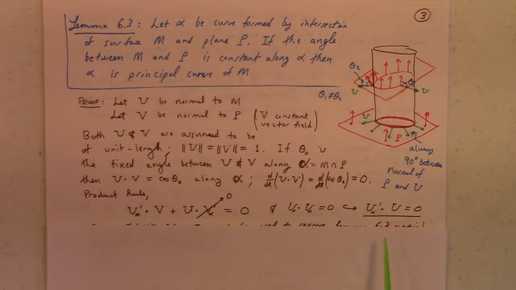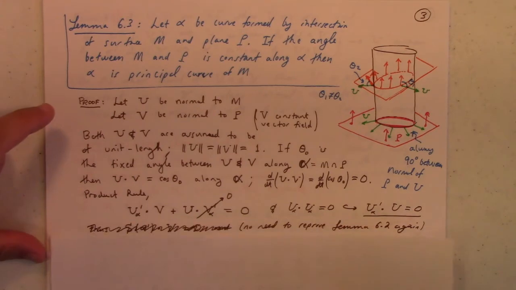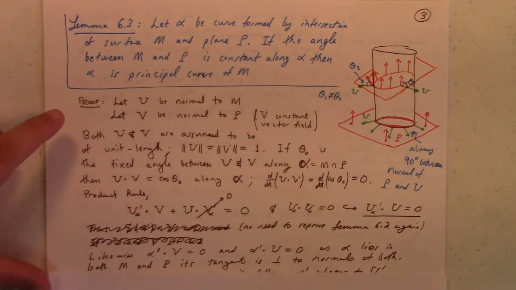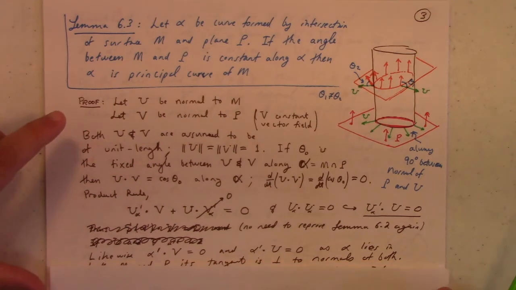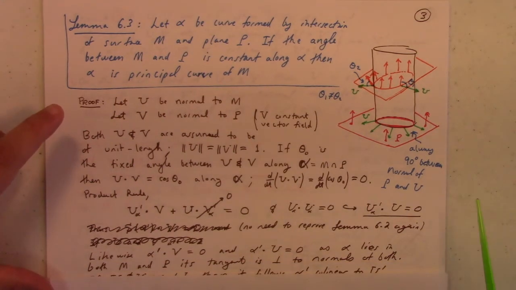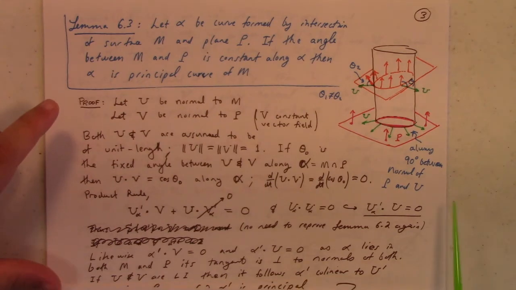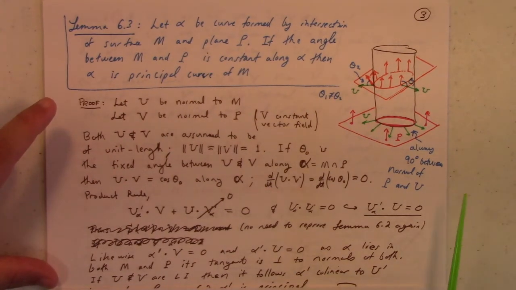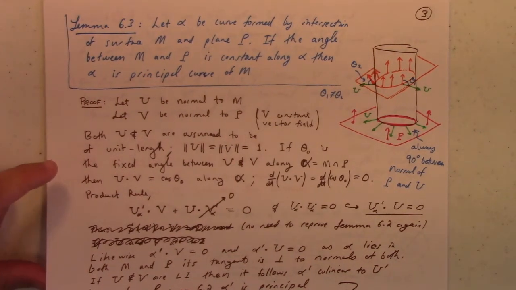But we also know that u prime alpha dot u is equal to 0. So we've got that u prime alpha is perpendicular to both u and to v. Likewise, we also know that the velocity of the curve is perpendicular to both u and v, right? Because alpha lies both in the surface and the plane, and it's tangent. So if u and v are linearly independent, then it follows that alpha prime is collinear to u prime, and hence by lemma 6.2, alpha prime is principal.